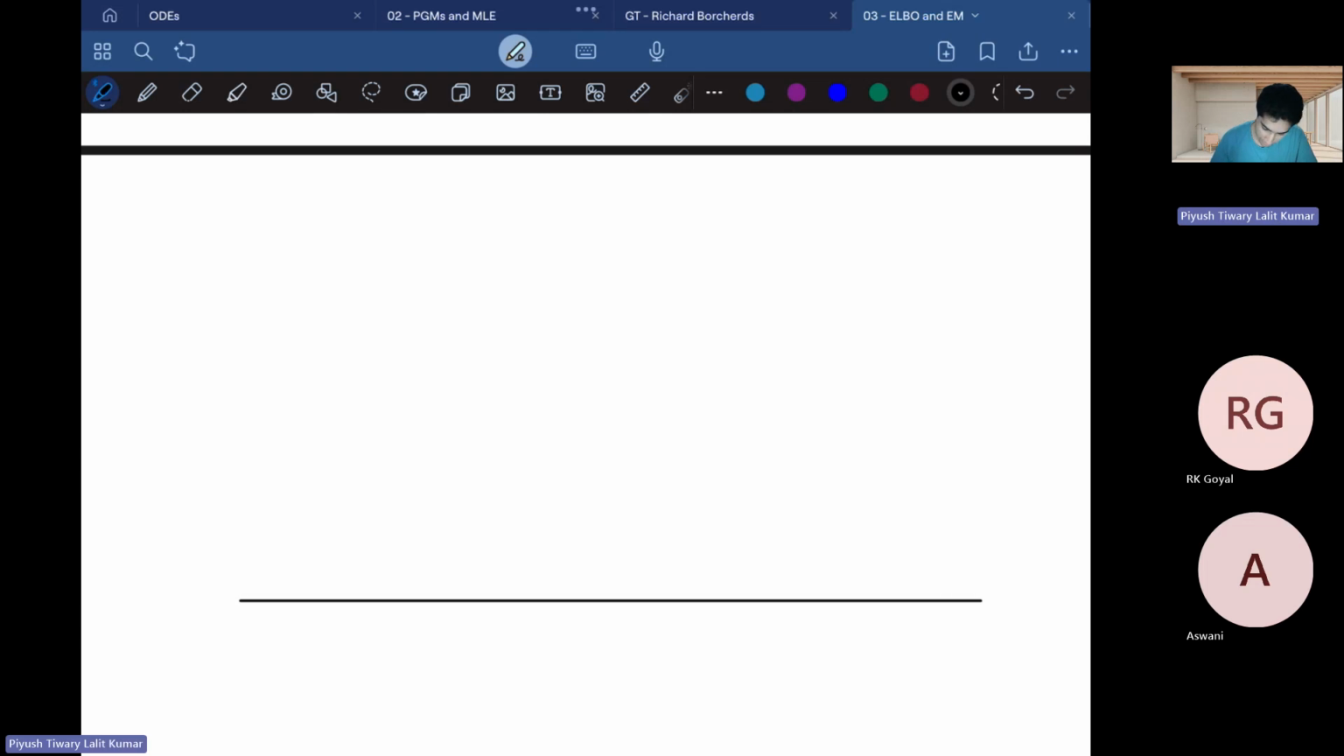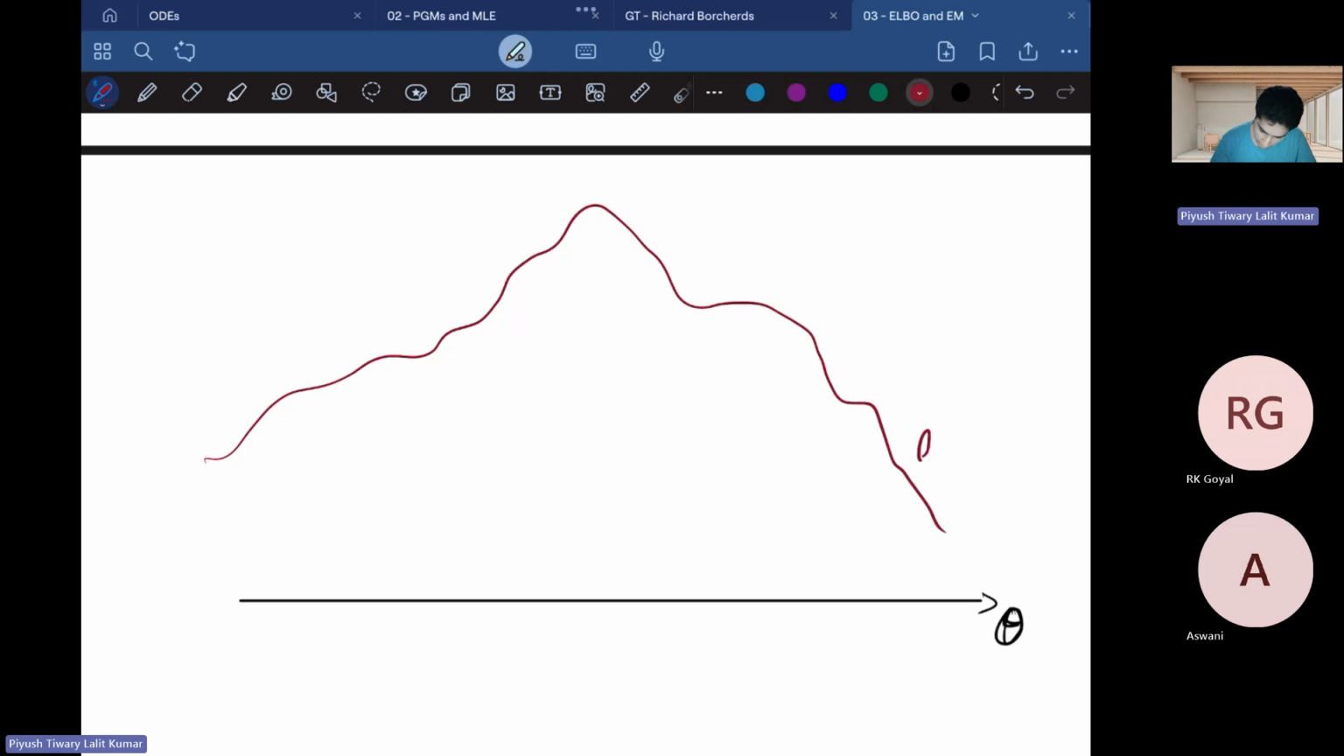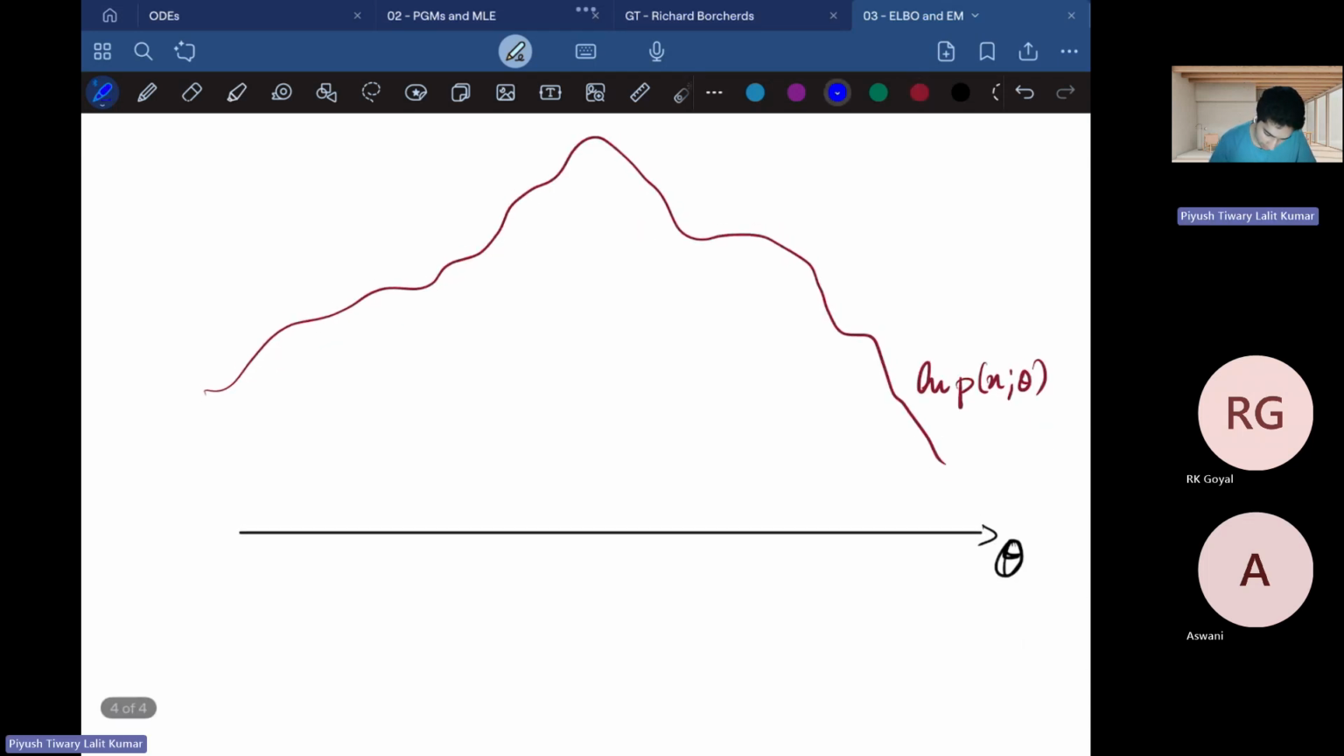So let us say that this is your theta axis. Okay, there is this theta axis. Now, let us say that there is a log likelihood function on top of it, some log likelihood function like this. This is your ln p(x|theta). Okay. Now, let us say that at a given time instance, you are at theta old. Fair, right? You are at theta old. Now, at this particular theta value, there can be different values of. So maybe I will.